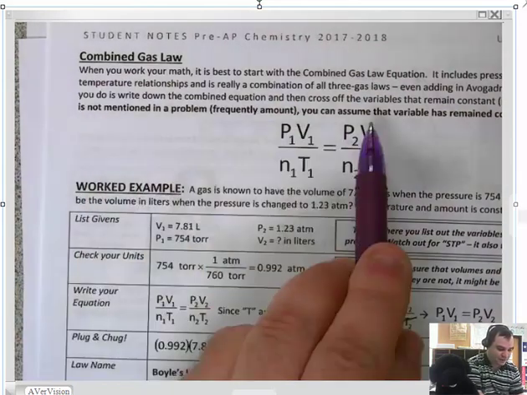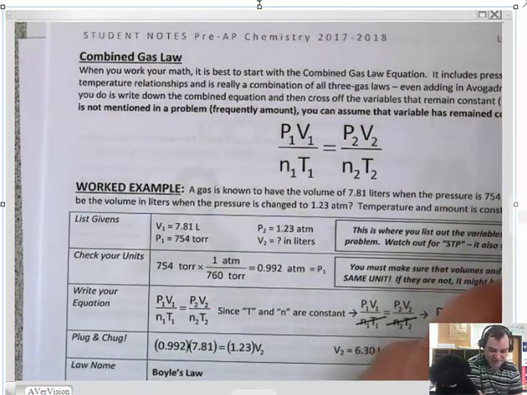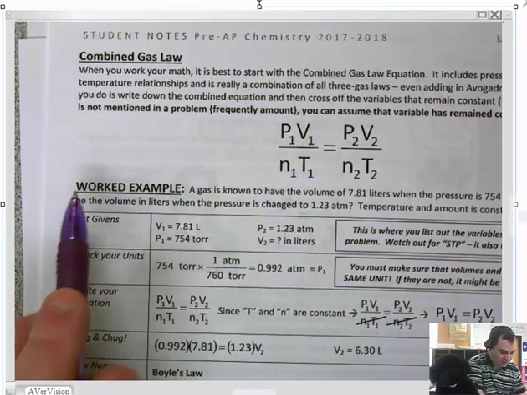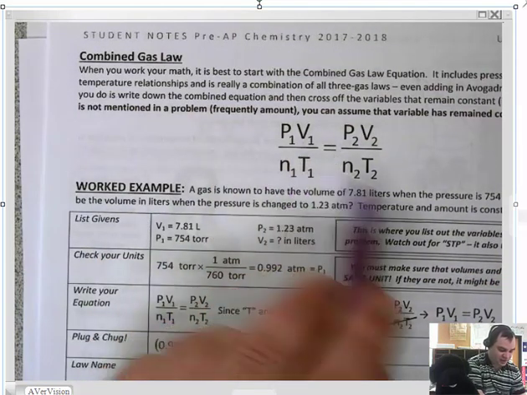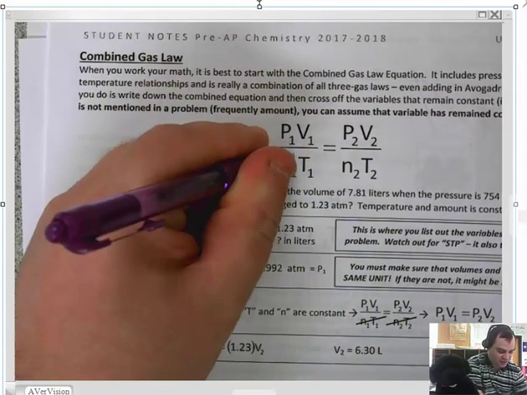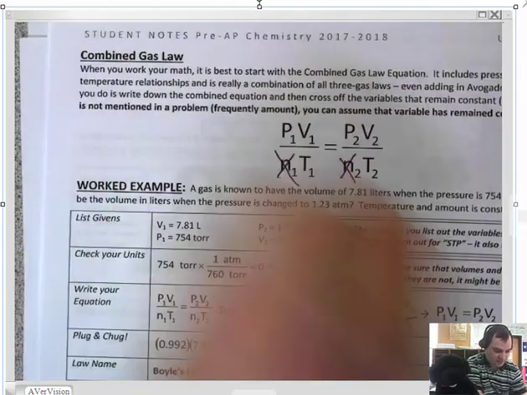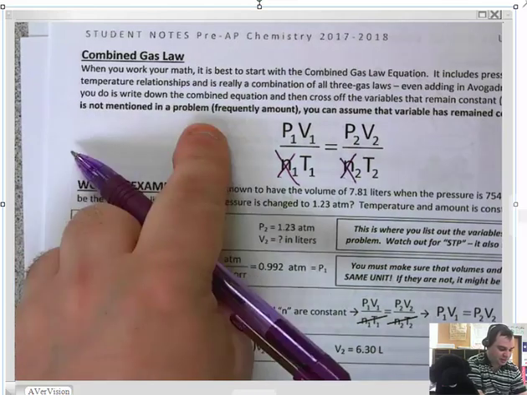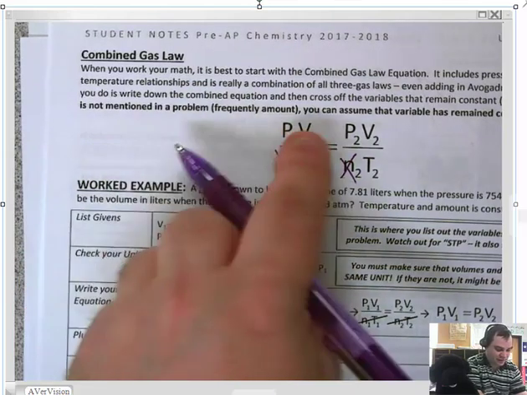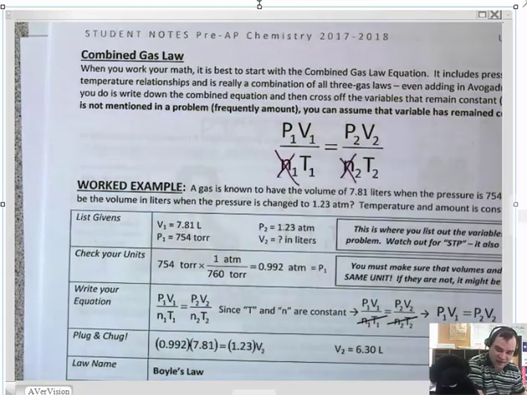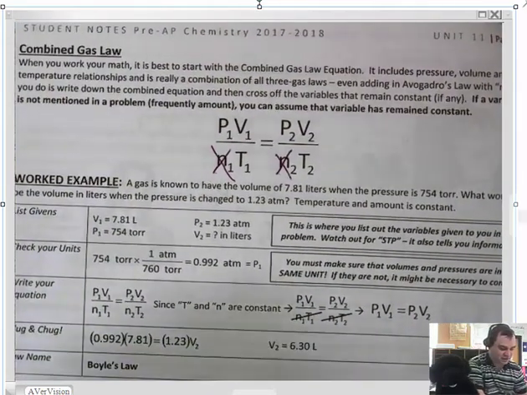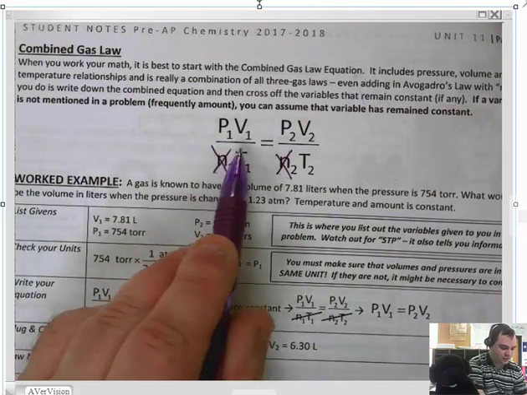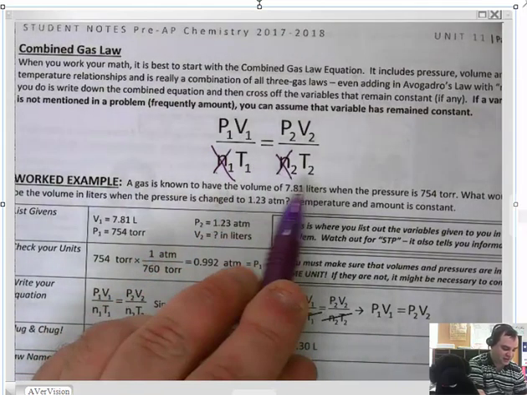It's really a combination of all three gas laws. It even has Avogadro's law in it. All you do is write down the gas law, which is P1V1 over T1 equals P2V2 over T2. I do not use the n's because the amount is not mentioned in the problem, as frequently the amount is constant. So anything that is constant in these problems will be crossed out. So you're going to see me use P1V1 over T1 equals P2V2 over T2.